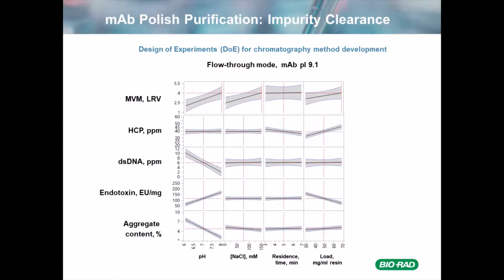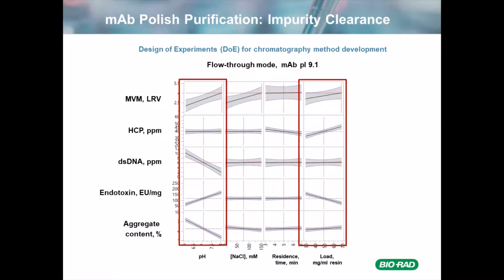Now, let's take a look at the flow-through separation of a MAP with a PI of 9.1. This is a polishing purification step. We want to use DOE to evaluate the important parameters for the clearance of impurities. So as you can see here, the most important thing in this purification is the buffer pH.